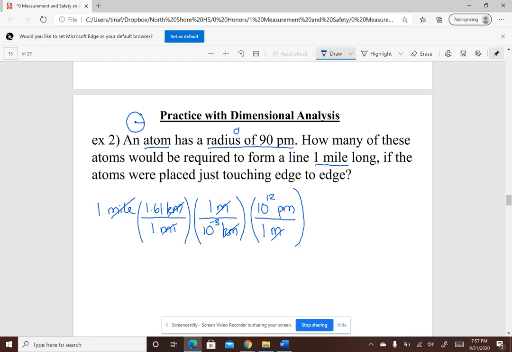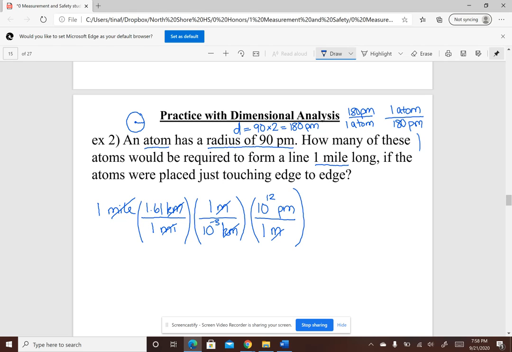If I want to know the diameter of an atom, I would take the radius, which is 90, and multiply it by 2. So I know one atom has a width of 180 picometers. So here is a conversion factor that they're giving me in the question. I could either write 180 picometers per one atom, or I could write it this way: one atom is equal to 180 picometers.